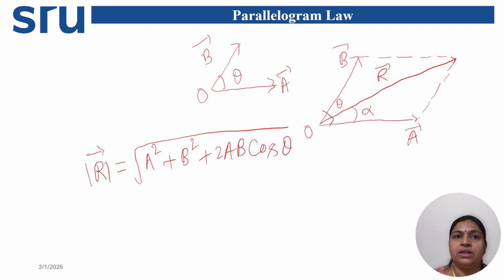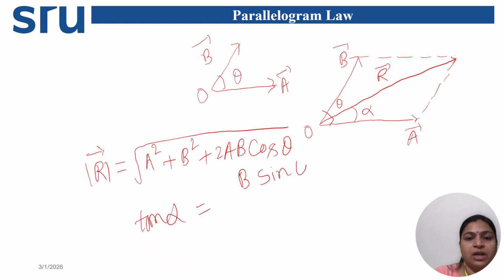So this is the resultant vector magnitude of this parallelogram law. And now if the angle alpha is between one of the vectors and the resultant r, this alpha we can define as the angle between b and r. So the direction we can find by the formula tan alpha is equal to b sin theta divided by a plus b cos theta.